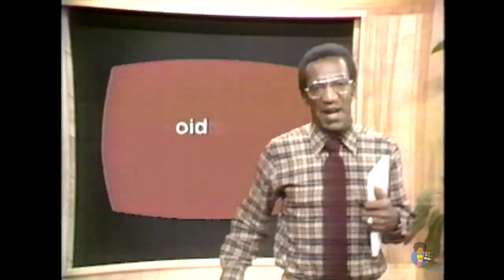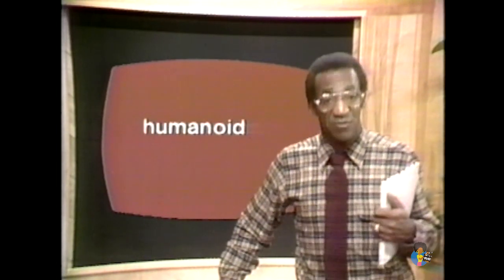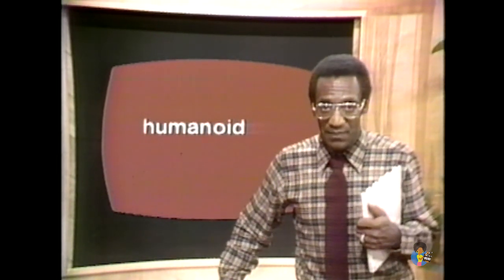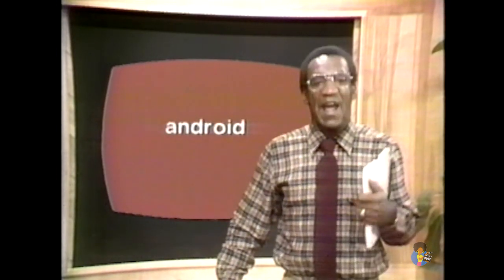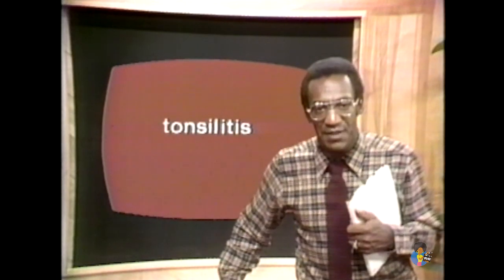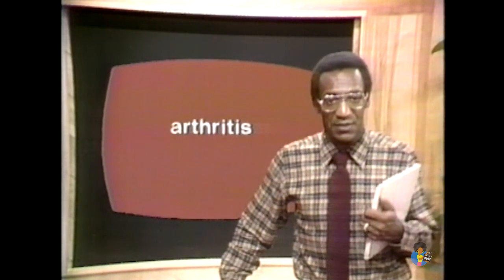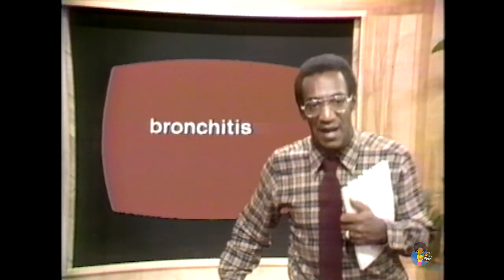When oid is added to a word, it means like or resembling. So a humanoid is something which is like a human, but it's not a human. It resembles one, somebody from outer space maybe. An android, for example. An android is manlike. Here's a very common Greek suffix. Medical terms use it all the time. Itis means inflammation. So you get tonsillitis, laryngitis, arthritis, that's inflammation of your arthros, your joints, appendicitis, and bronchitis.